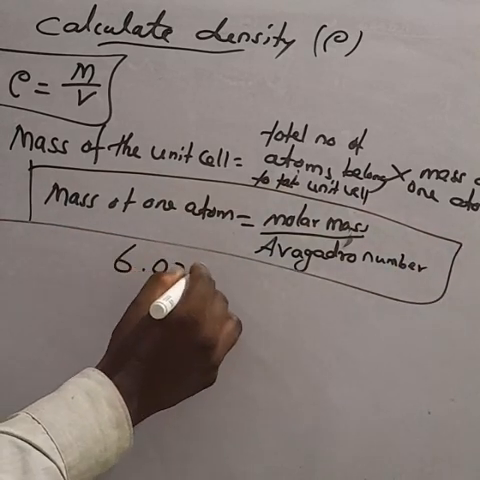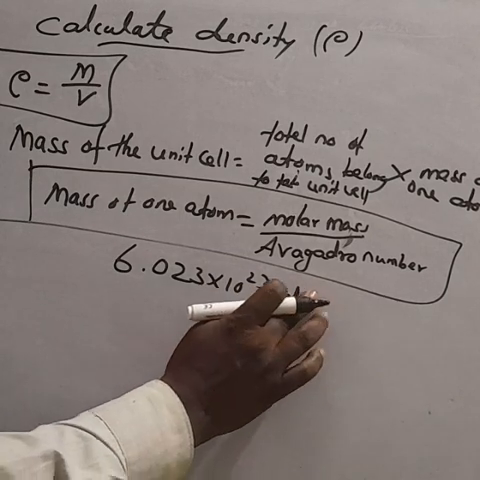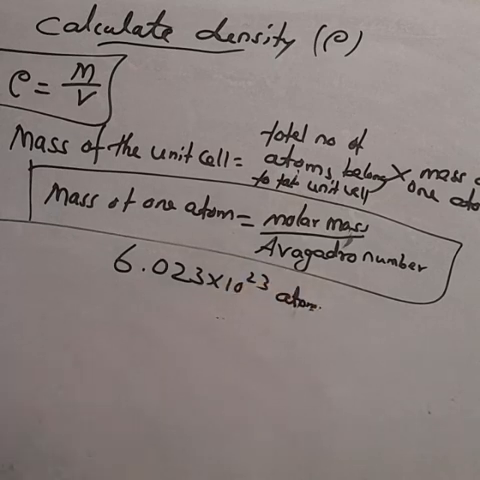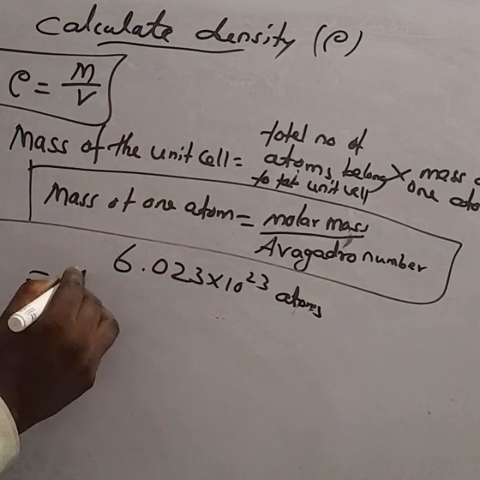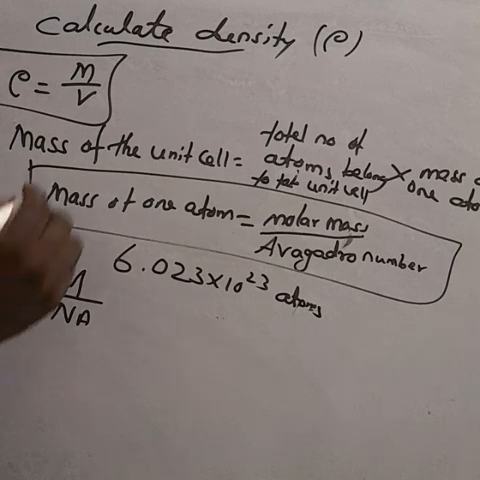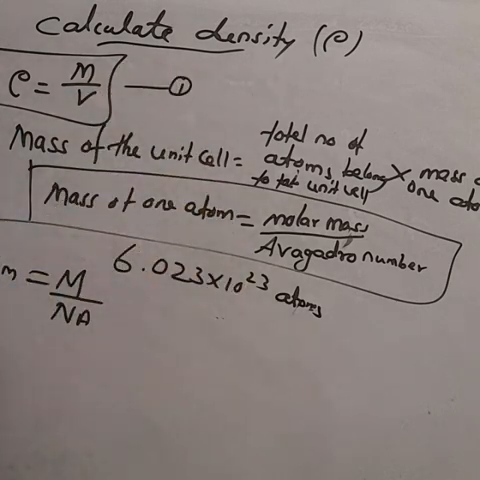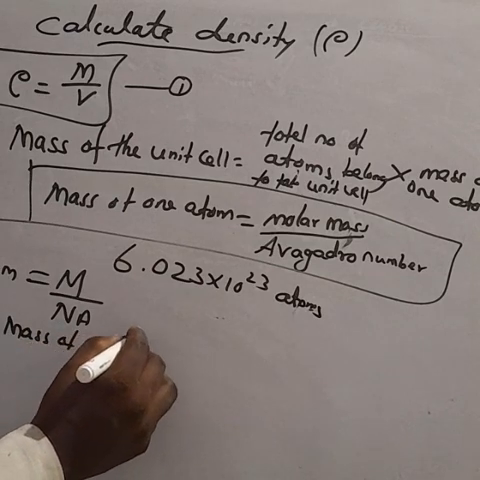6.023 into 10 raised to 23 atoms. So we can write mass m is equal to molar mass, that is capital M, divided by Avogadro number, written as Na. So by the way, the mass of the unit cell is equal to N into M divided by Na.